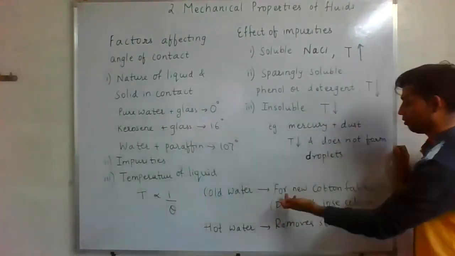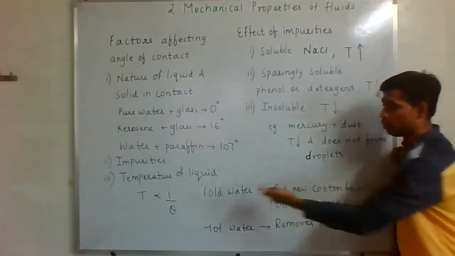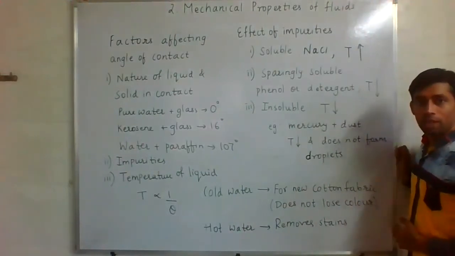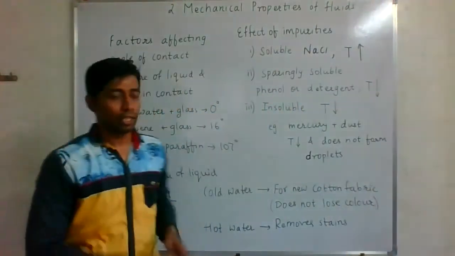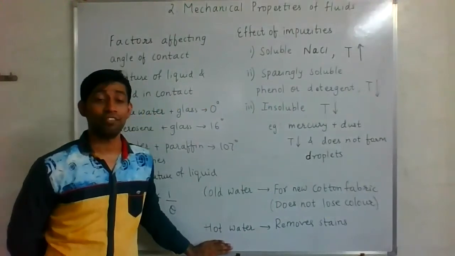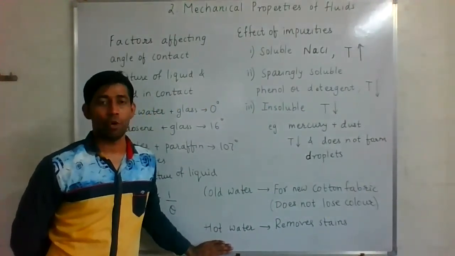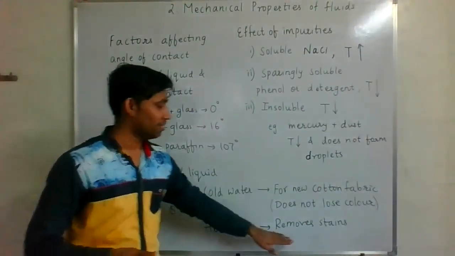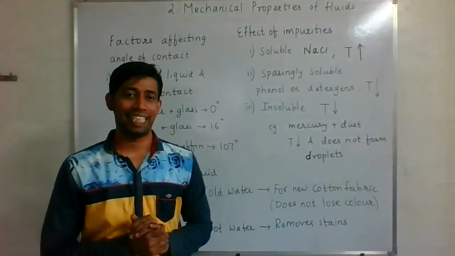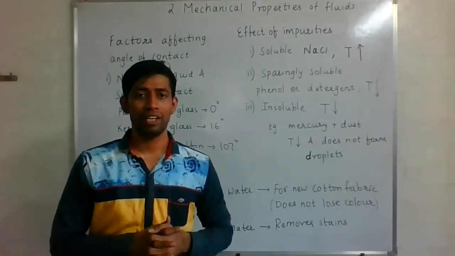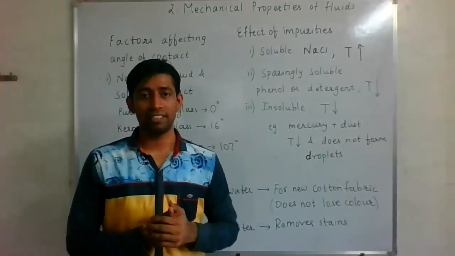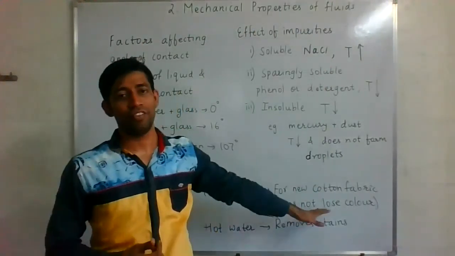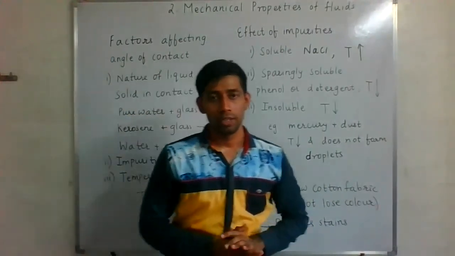Okay, so I have written it for new cotton fabric. Cold water is preferable because it does not lose color. Whereas in case of hot water, you can observe that surface tension will decrease, cohesive forces will decrease, and water can reach the corners, and it will be helpful in removing the stains. So this was a short theory topic regarding factors affecting angle of contact as well as factors affecting surface tension also. Thank you.